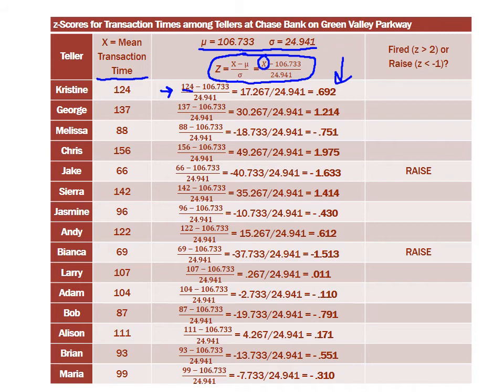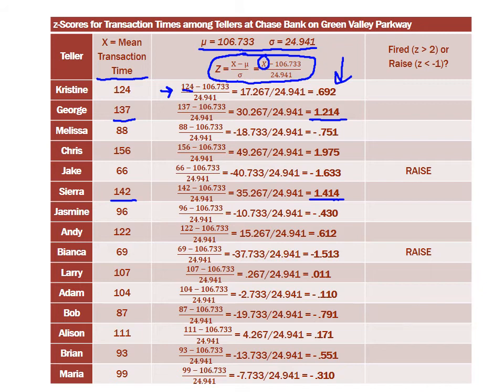I think one of our highest scores was right here. Good old George with his 137. We've got a 142 here as well, right? That gives us a pretty high z-score. So you can see the higher the x value, the higher the z-score, right? But they're just not bad enough. They're not taking so long that they deserve to be fired, according to the manager.